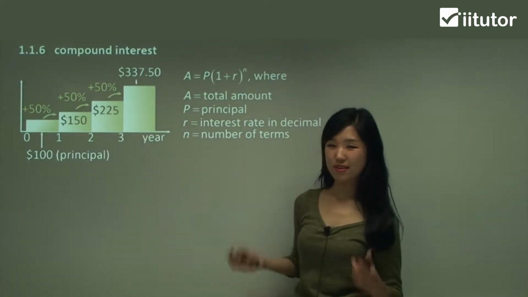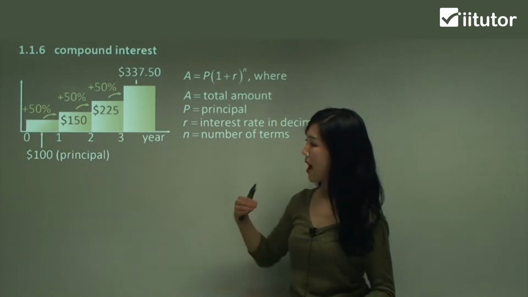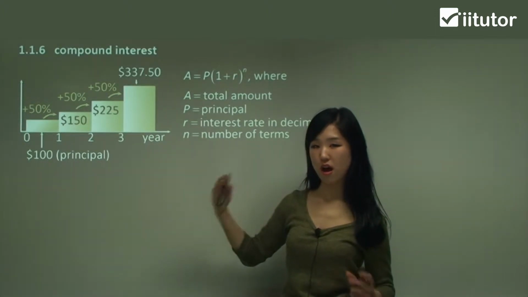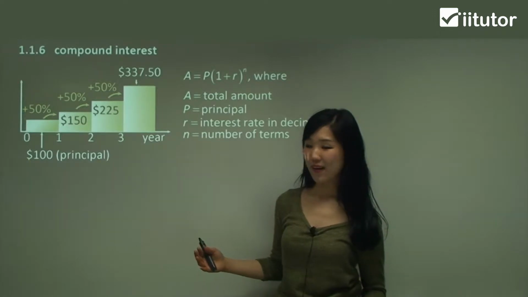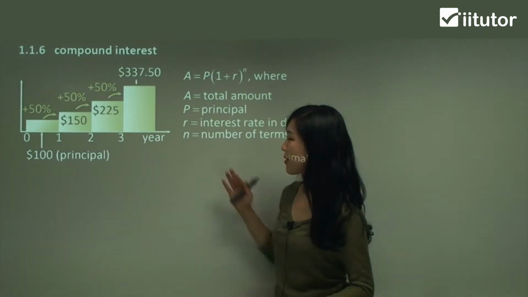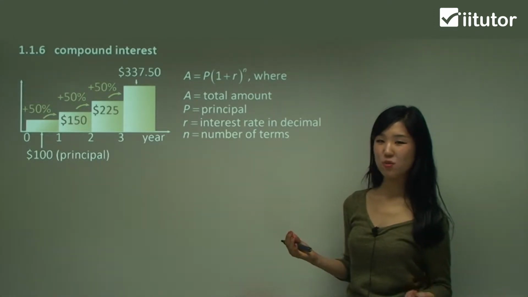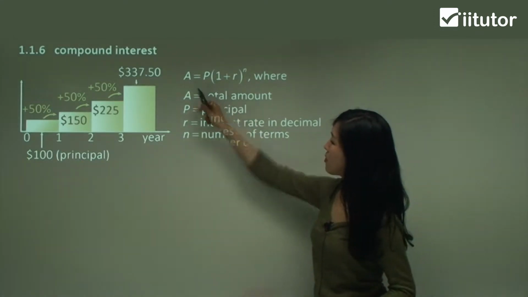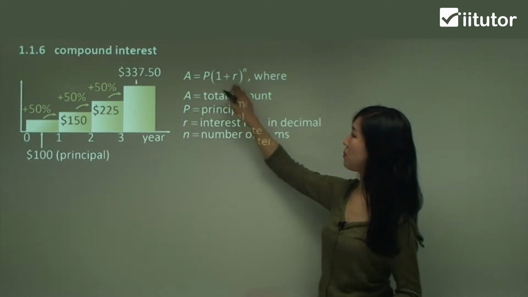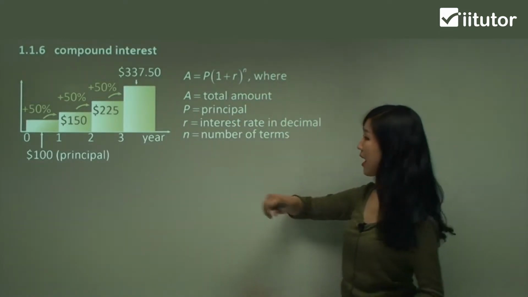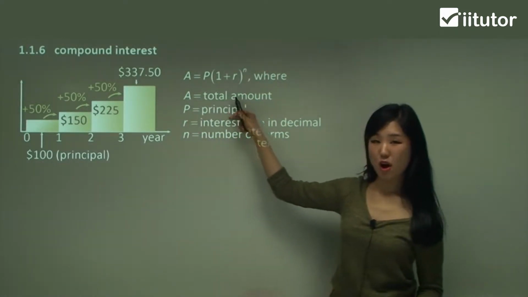So see how it's different to the simple interest? We're adding on top as we go, so it gets higher and higher every period. That's because it's a little bit more complex. Our formula gets a little bit more complex as well, but it's not going to be too bad. The formula is A equals P times (1 plus r) to the power of n. Okay, A, we say it's the total amount.